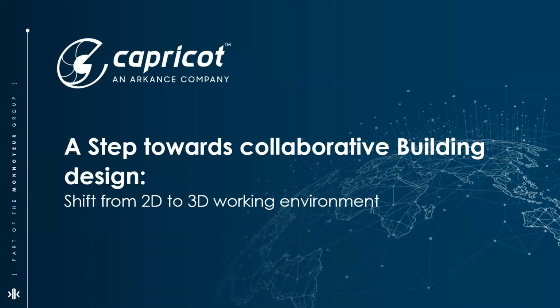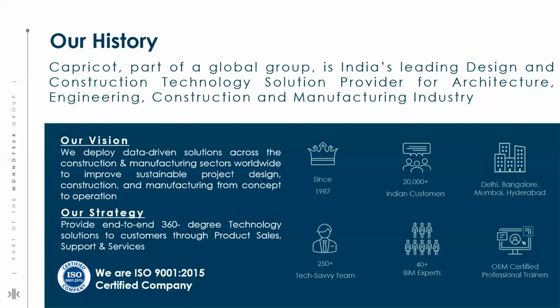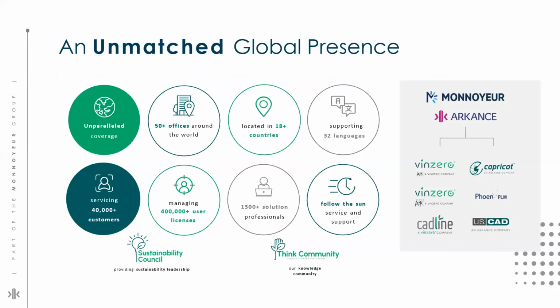So before going into the session, allow me to introduce our organization, Capricorn Technologies. Capricorn is India's leading design and construction management technology solution provider for architecture, engineering, and construction. We are one of the largest Autodesk Platinum partners. We have more than 300 dedicated team members, serving over 20,000 clients in AEC and related industries. We have a global footprint to serve you with the best of our abilities. Capricorn is now a part of Arkins Group.